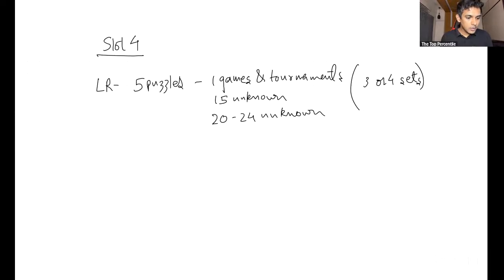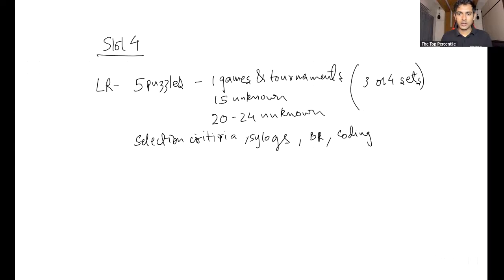In that you had coding, decoding, statement assumption, Venn diagram, odd man out, number series, miscellaneous logic, direction sense, blood relation, selection criteria. Okay. Selection criteria was also there. Then syllogisms were there. And blood relations, odd one out, coding, decoding. So this looks like any general mock that we gave.